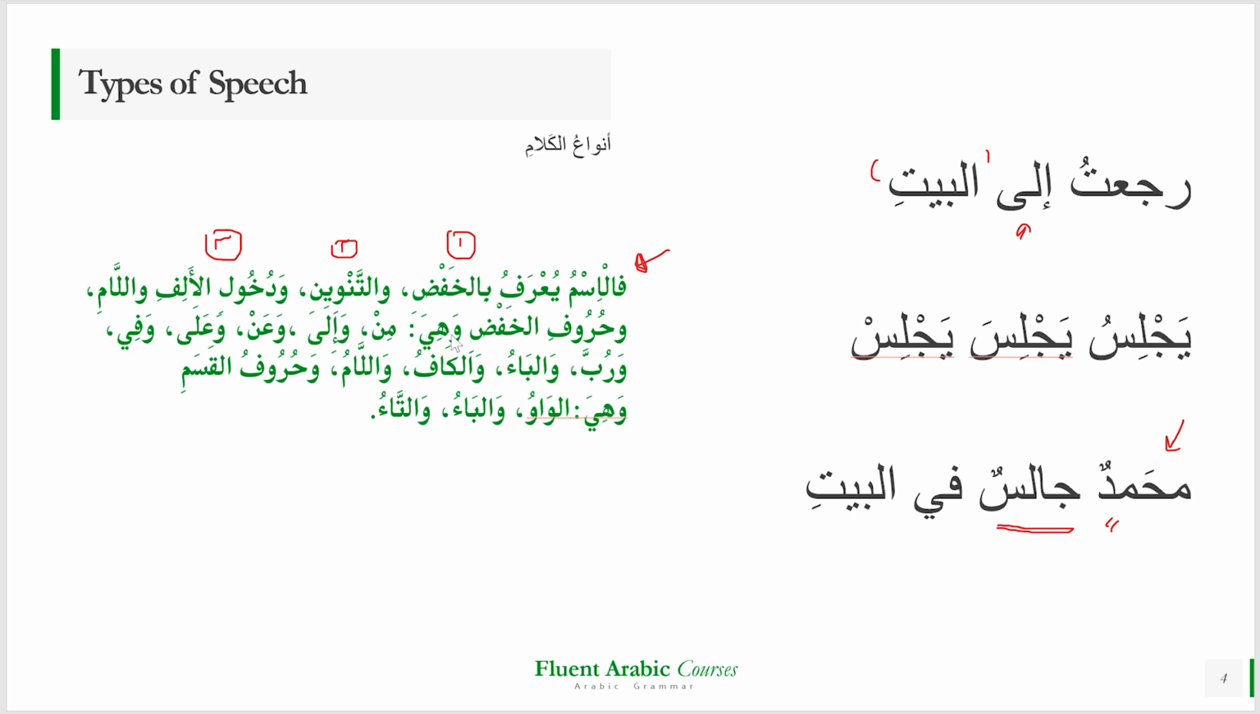وحروف الخفض وهي من وإلى وعن وعلى وفي ورب والباء والكاف واللام وحروف القسم. So these are the particles of khafd, the particles of jar, the huruf al-jar. If the noun is preceded by any of these particles, it will be in the state of khafd. Huruf al-qasam, or the particles of taking an oath. So we have al-wawu wal-ba'u wat-ta'. So you can say wallahi, billahi, tallahi. These are all oaths in the name of Allah.